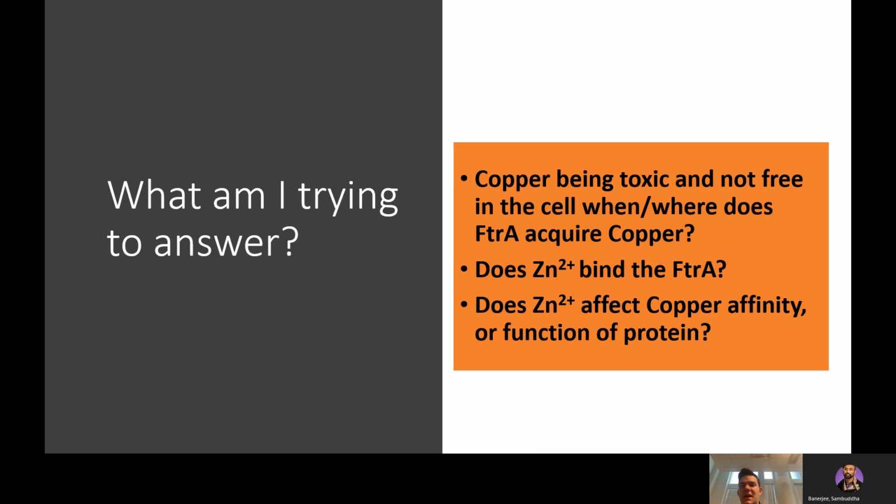All right, so what am I trying to answer? From the previous research, it showed in vitro that FtrA needs to be bound to copper in order to bind to an iron mimic. So I started wondering, since copper is also toxic, like iron is, and it always needs to be chaperoned, where is FtrA getting its copper from? So I looked at a metal that is biologically relevant, that is in the periplasm, free floating, and I found zinc. So I asked, does zinc bind to FtrA? And does zinc affect copper affinity or function of the protein?